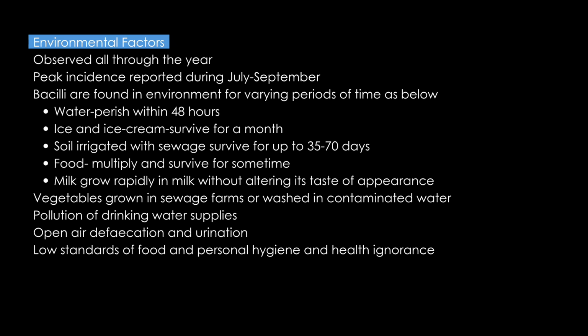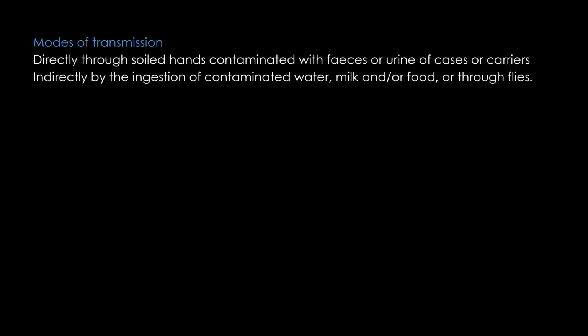They can also grow rapidly in milk without changing its taste or appearance, and vegetables washed with contaminated water can also easily spread the disease. Poor sanitation, open defecation and polluted water supplies all contribute to its spread. The mode of transmission is usually feco-oral, meaning it spreads through ingestion of contaminated food or water. It can spread directly through soiled hands or indirectly through contaminated water, milk, food or flies.